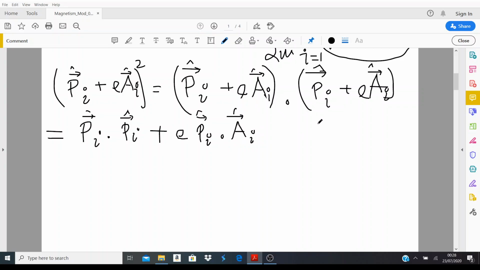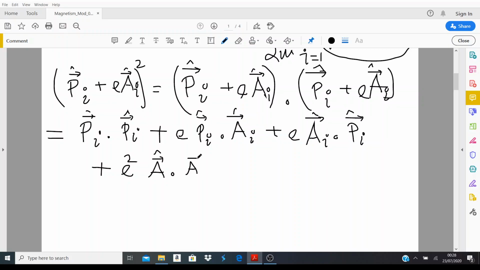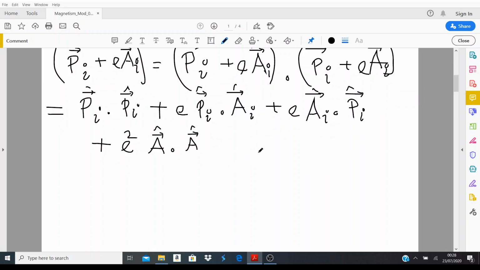Then we dot this with this. So now we have first the Ai, then the Pi, so momentum comes next. The last one is e squared times the magnetic vector potential dotted with itself. So that's e squared times the magnetic vector itself dotted with itself, right? Now we have four terms here. So this first term, that's easy, right? That's just the square of the momentum operator vector.